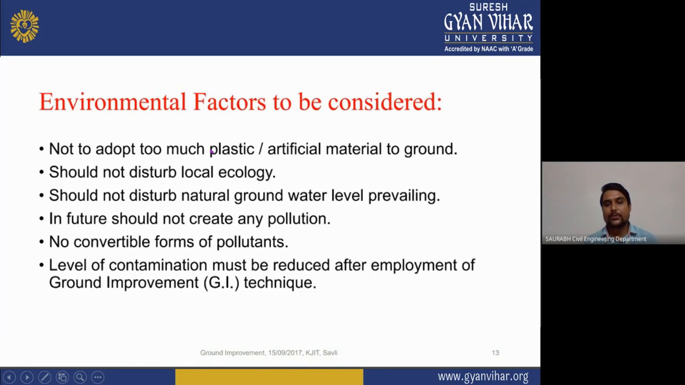So what should be the environmental factors to be considered for ground improvement? We should not adopt too much plastic or artificial material in the ground. It should not disturb the local ecology, and should not disturb the natural groundwater level. In future, it should not create any pollution, no convertible form of pollutant. The level of contaminant must be reduced after the employment of the ground improvement, which is known as the GI technique.